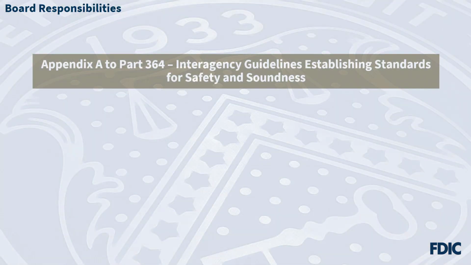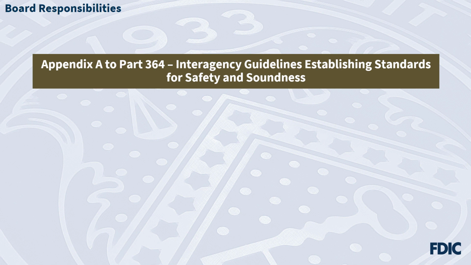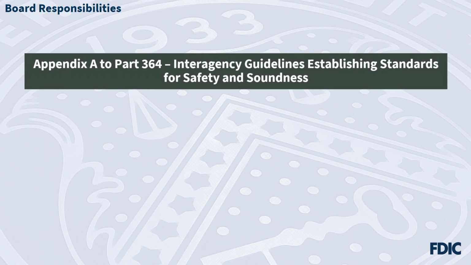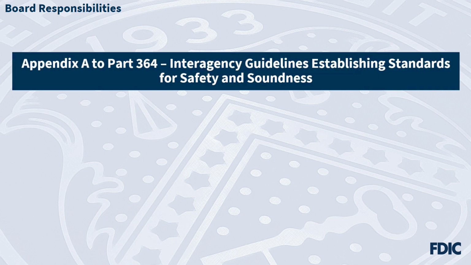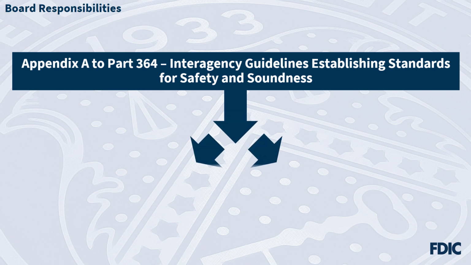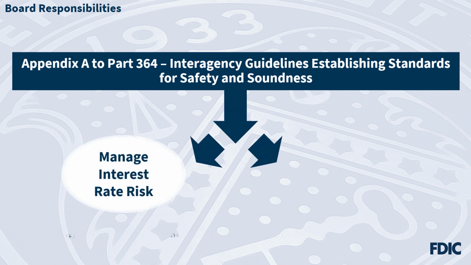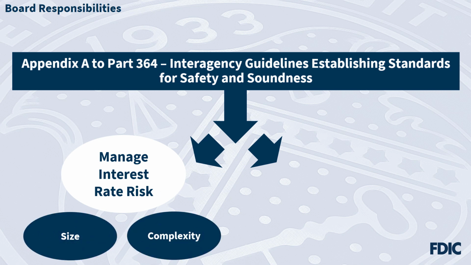Now that we've covered what interest rate risk is and how it's measured, let's talk about the board's responsibilities in this area. These are addressed in Appendix A to Part 364 of the FDIC Rules and Regulations, the Interagency Guidelines Establishing Standards for Safety and Soundness. Appendix A lays out minimum standards that should be met in managing a financial institution. A bank should manage interest rate risk in a manner that is appropriate to the size and complexity of its assets and liabilities.